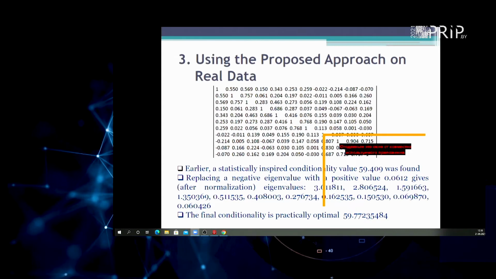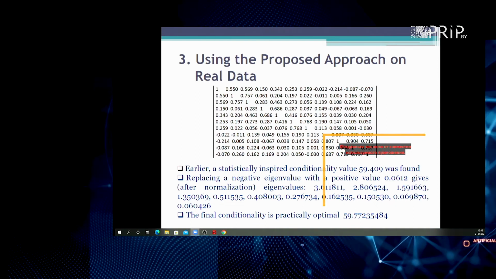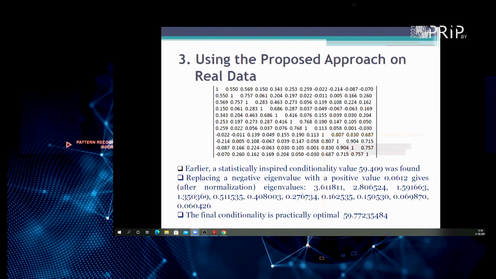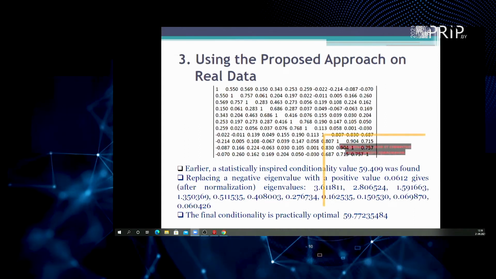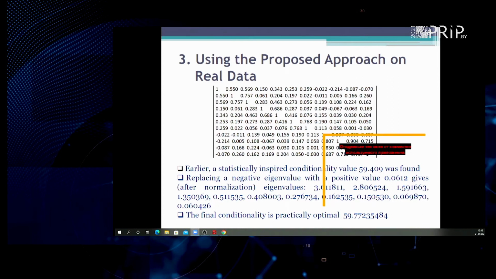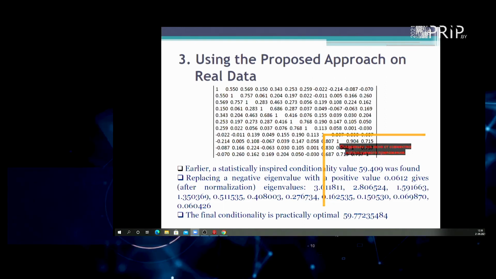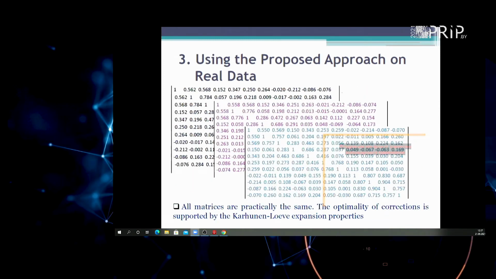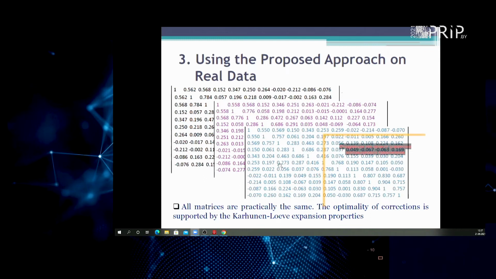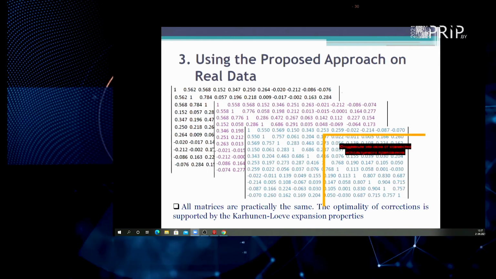Earlier, a statistically inspired correction of this matrix gave us a conditionality of about 60. And now we replace the negative eigenvalue with a positive value, 0.612. After the normalization, we get the correct matrix with positive eigenvalues, with the last eigenvalue being 0.06. So the final conditionality is practically optimal. As you can see, these matrices are practically the same: initial, recovered, and recovered optimally. The optimality of all corrections is based on the cardinal properties of the orthogonal decomposition.